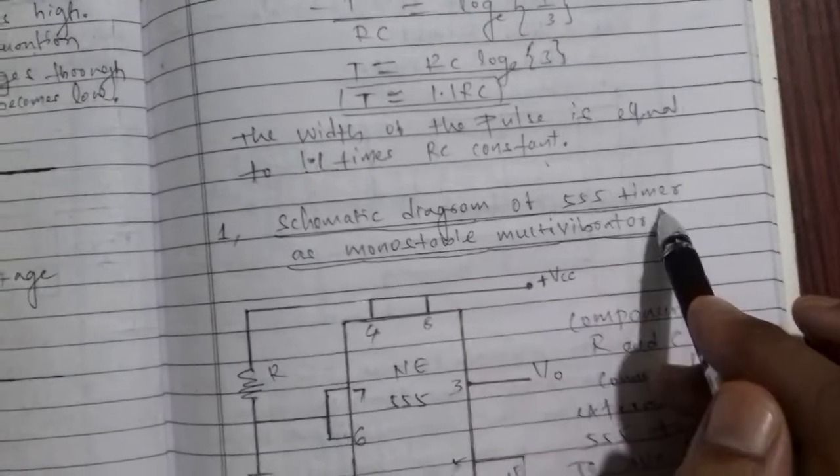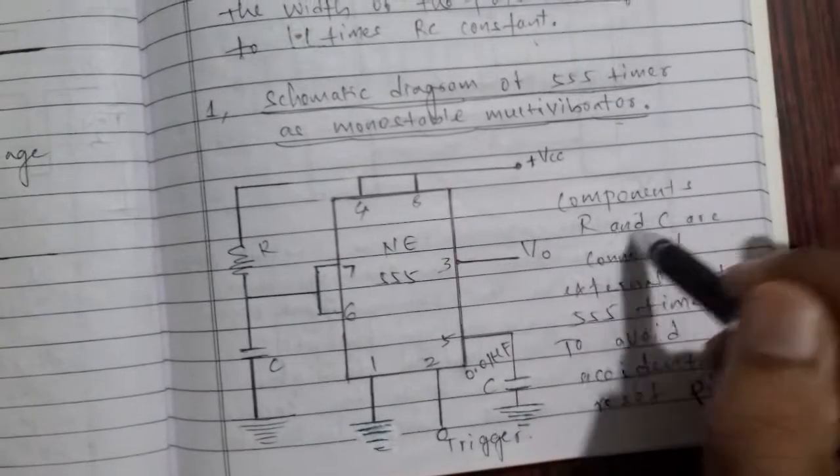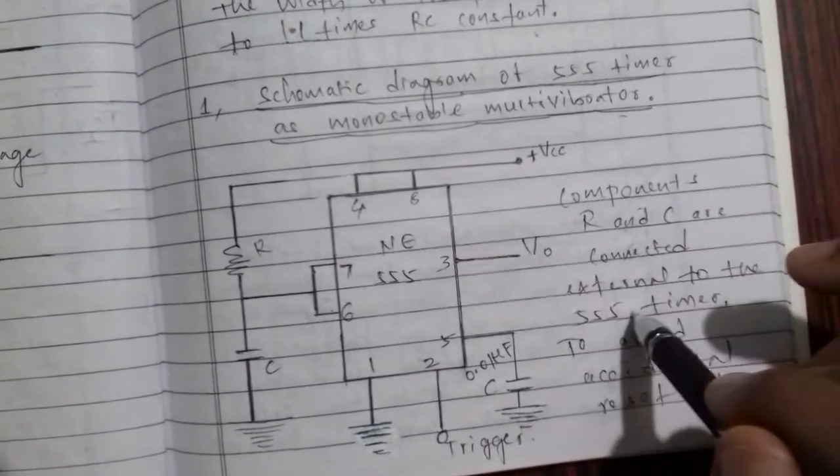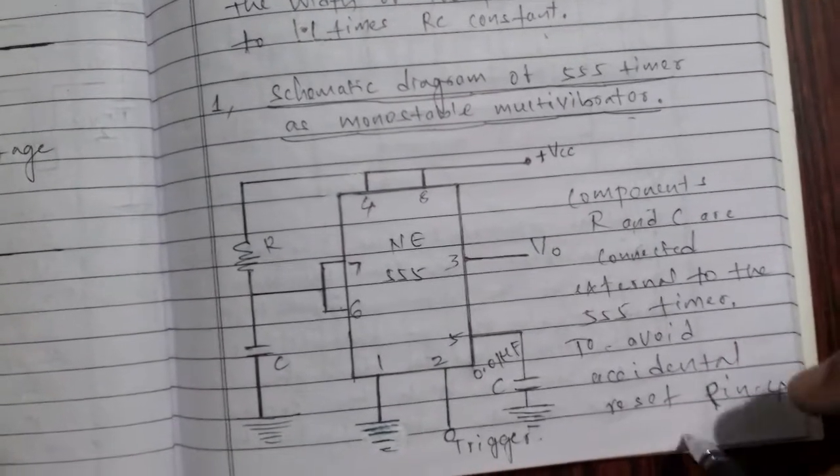Schematic diagram of 555 timer as a monostable multivibrator. The components R and C are connected external to the 555 timer to avoid accidental reset.